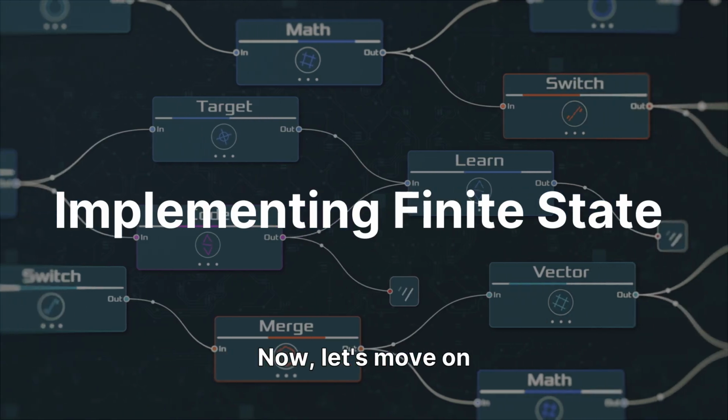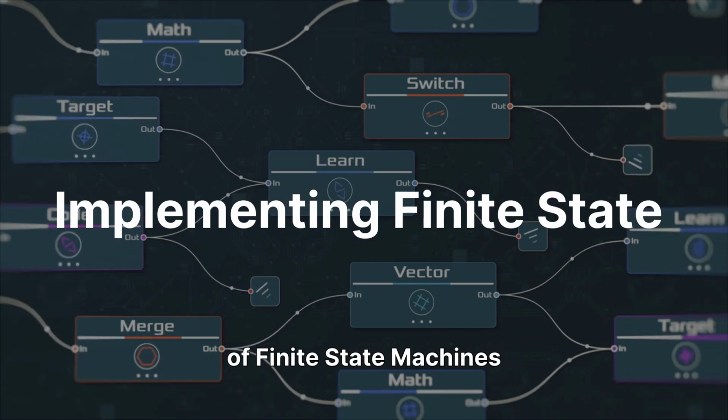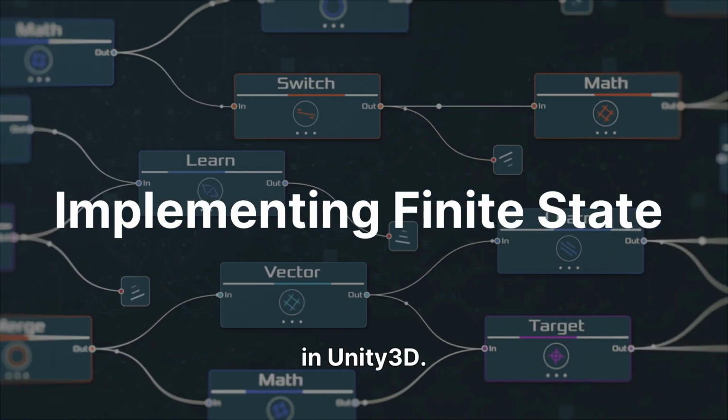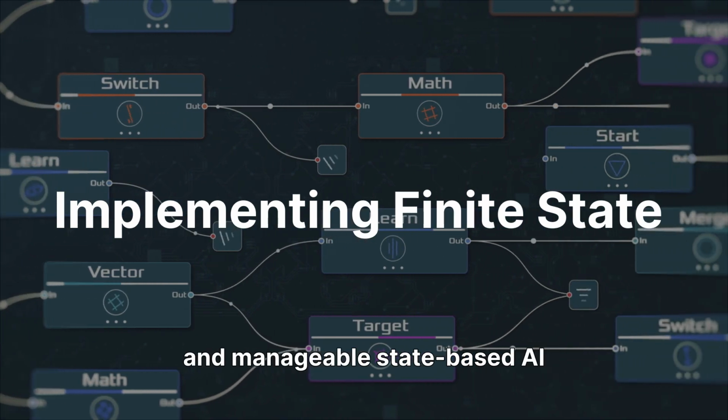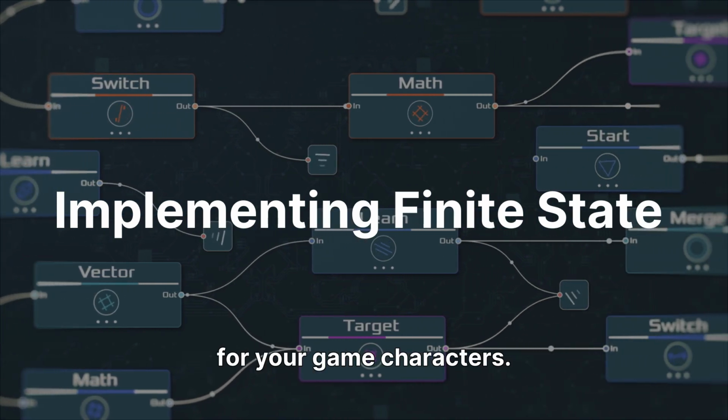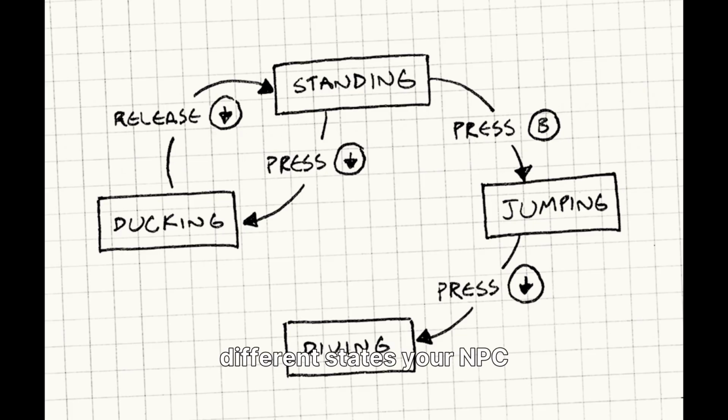Now, let's move on to the step-by-step implementation of finite state machines in Unity 3D. This section will guide you through creating robust and manageable state-based AI for your game characters. Begin by defining the different states your NPC can be in, such as idle, patrol, chase, or attack. Clearly enumerating these states is the first step in structuring your FSM.